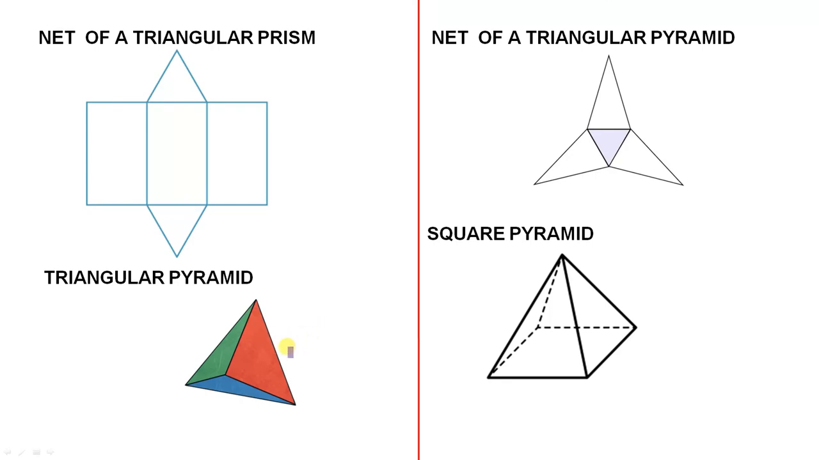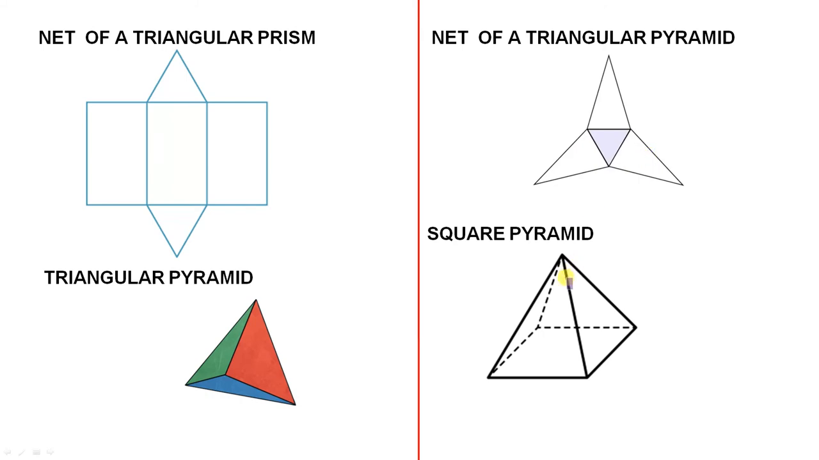We have the triangular pyramid, and that basically is a pyramid and it has 4 sides. So here we are there. So let's say, for example, that's the base, and then we have those 3 faces there.